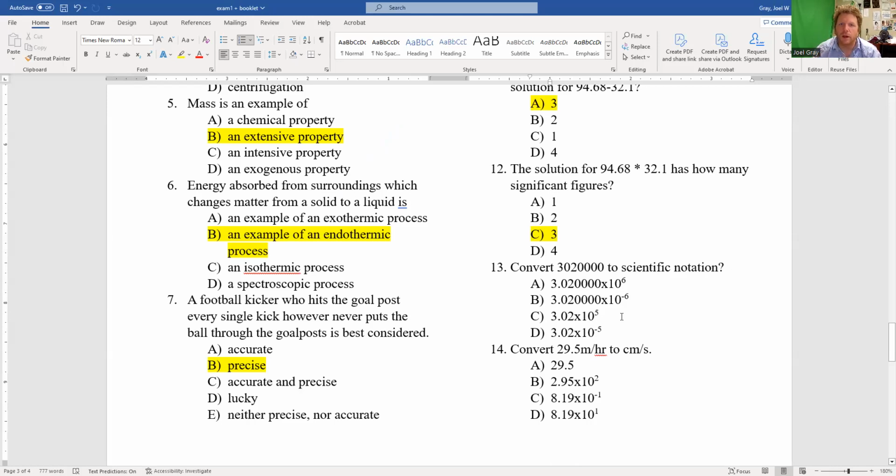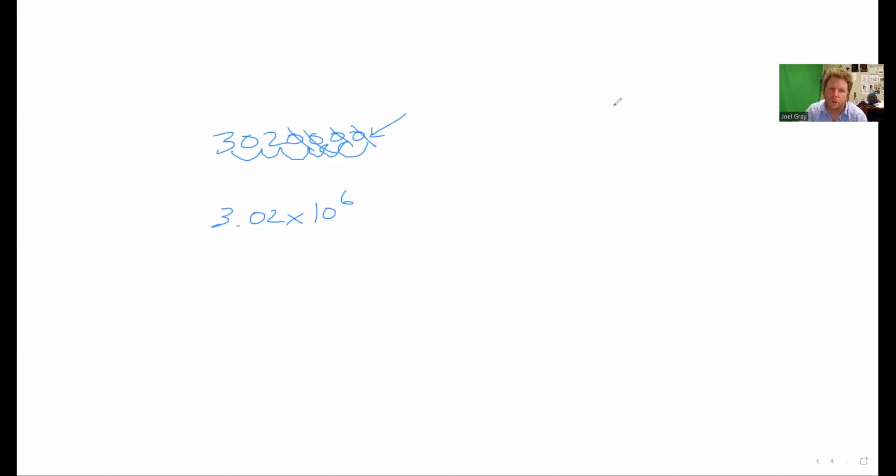And this is why I do this, because I realize now that I don't have that answer. So I'm going to switch these to 6s. So the correct answer is C, 3.02 times 10 to the positive 6th. So here's that answer. We move the decimal 1, 2, 3, 4, 5, 6 spots.